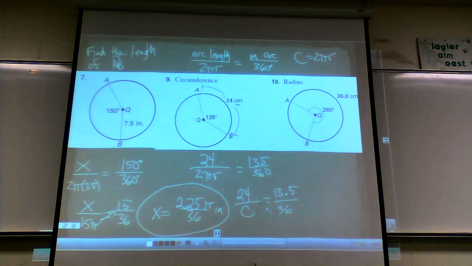Now when you do cross multiplying here, I'll get 13.5c equals, what's 24 times 36? 864. And then to get c by itself, which is circumference, I'm just going to divide. What's 864 divided by 13.5? 64 centimeters.